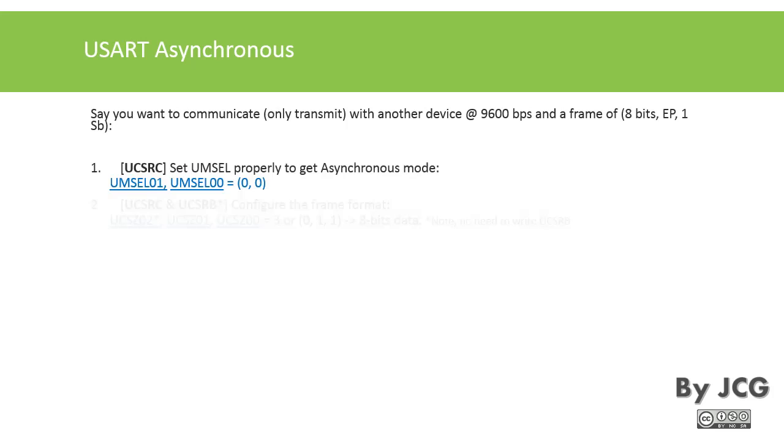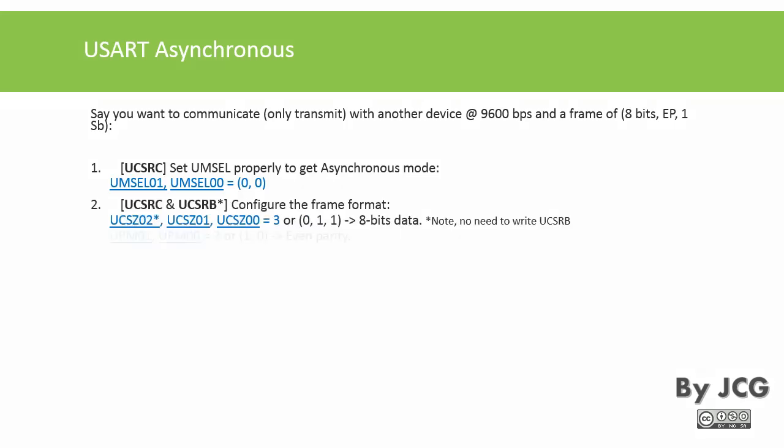That means that you want to put 00, remember, to get asynchronous mode, and actually that is the default operation. You want to configure the frame format, and first you write the UCSZ01 and UCSZ00 bits to 3. Then you put UPM01 to 1 and UPM00 to 0 to choose even parity. And finally, you put USBS0 to 0 to select 1 stop bit.